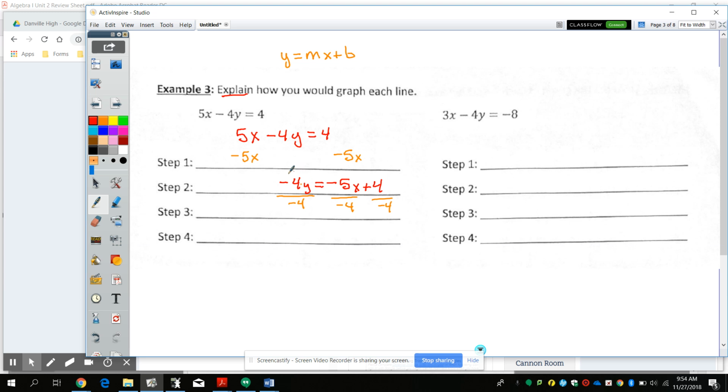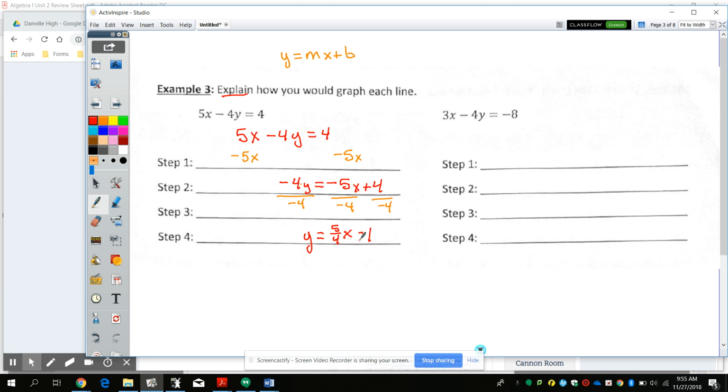So my negative 4 over negative 4 is just 1. So I have 1y. Now the negatives cancel. Negative divided by a negative is a positive. I'm going to write it this way, 5/4. I'm not actually going to divide it out on my calculator. I'm just going to leave it like this, 5/4, and I'll put the x beside it. And then a positive 4 divided by a negative 4 is going to be a negative 1. So we're going to put minus 1.